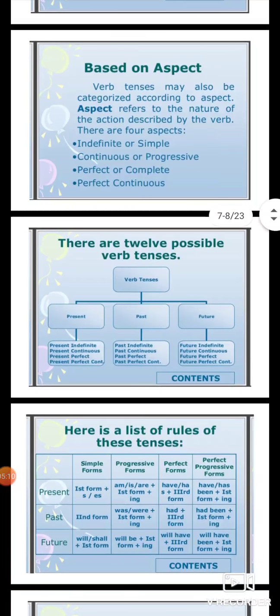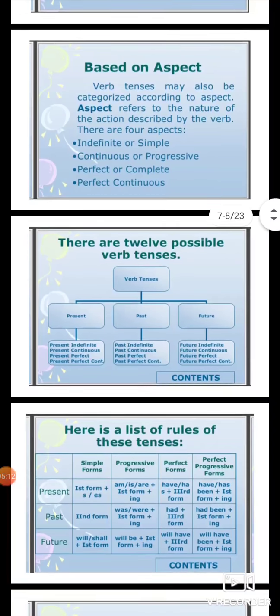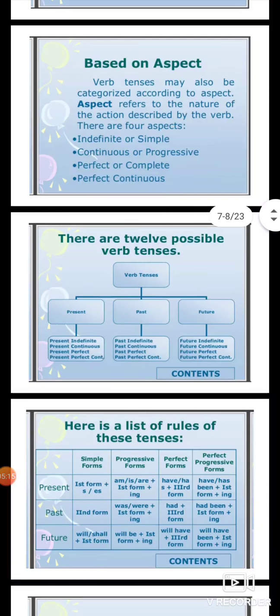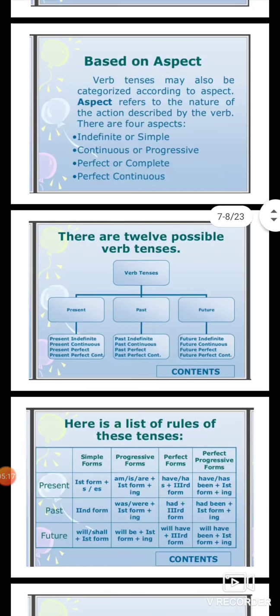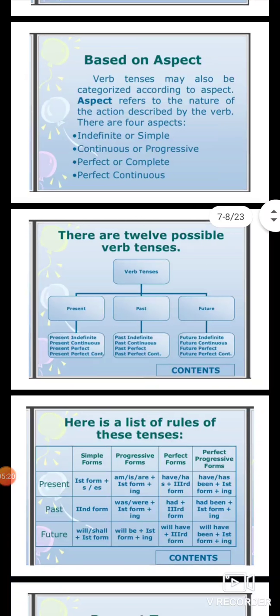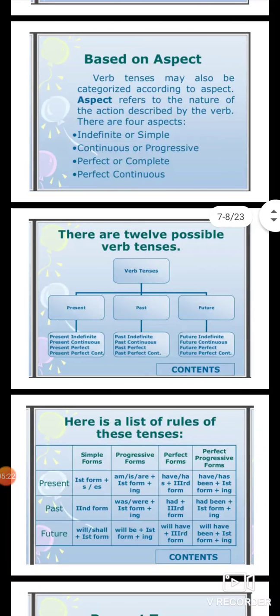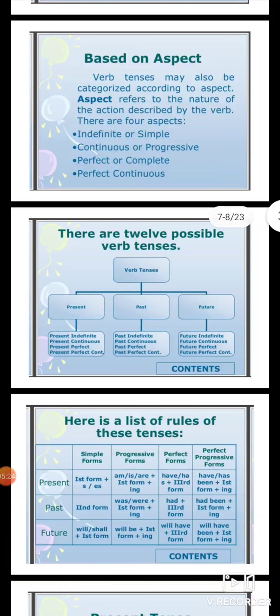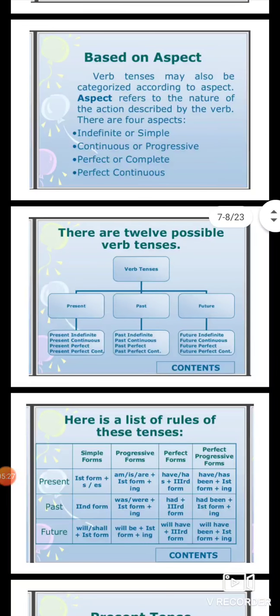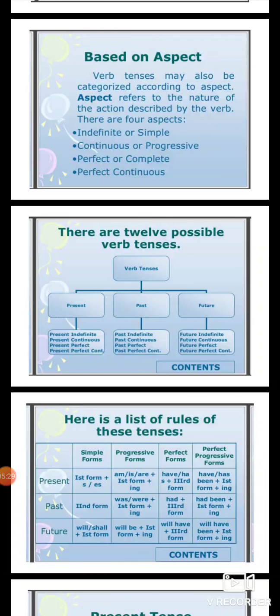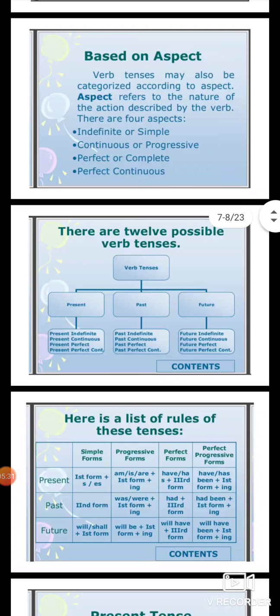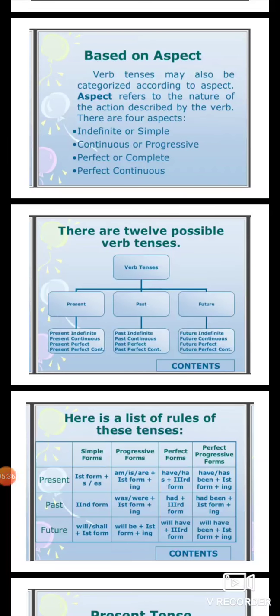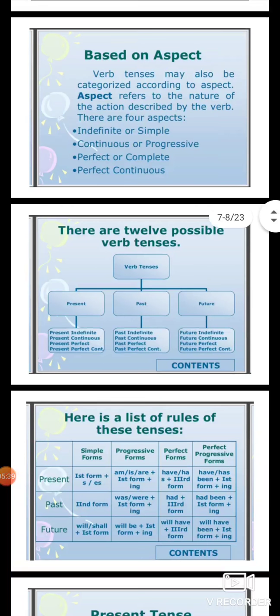So the verb tenses are broadly classified first into present, past and the future. If you say the present, you still have a further classification of 4 types of tenses. What are they? Present indefinite or simple present tense, present continuous, present perfect and present perfect continuous. Similarly, for the past tense you have another 4 possible types of verb tenses. They are past indefinite or past simple, past continuous, past perfect and past perfect continuous.